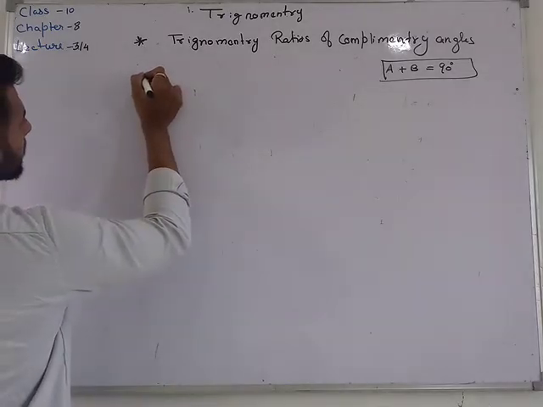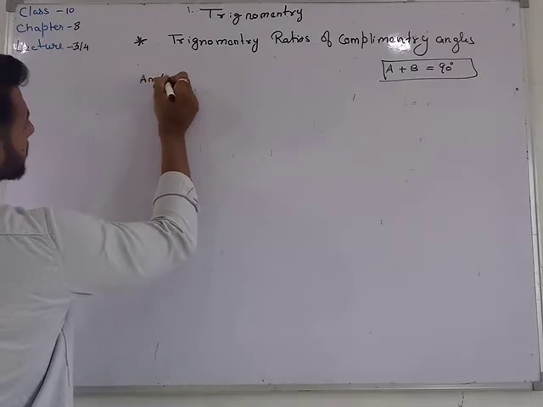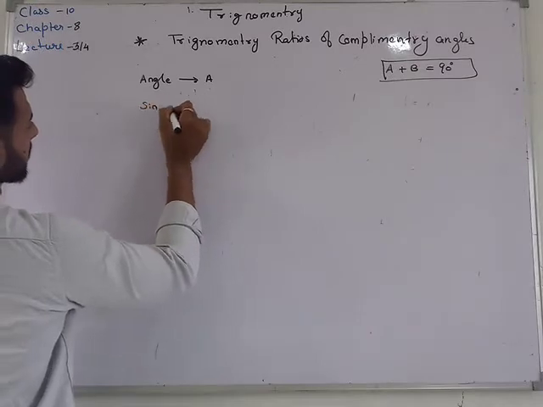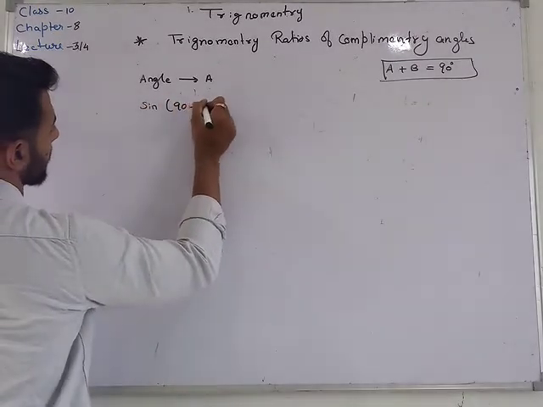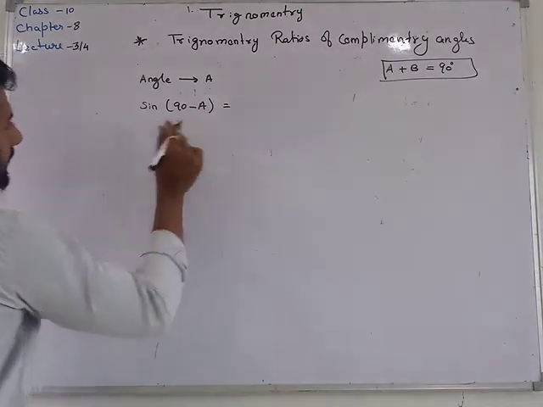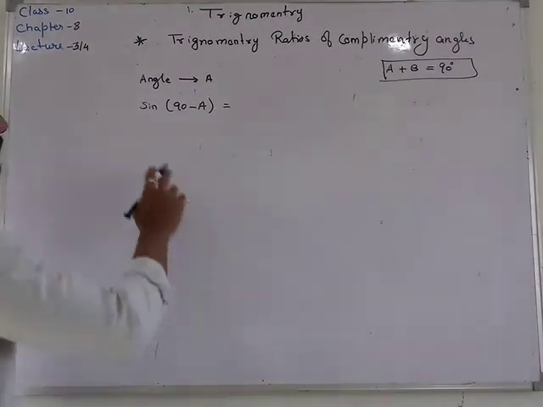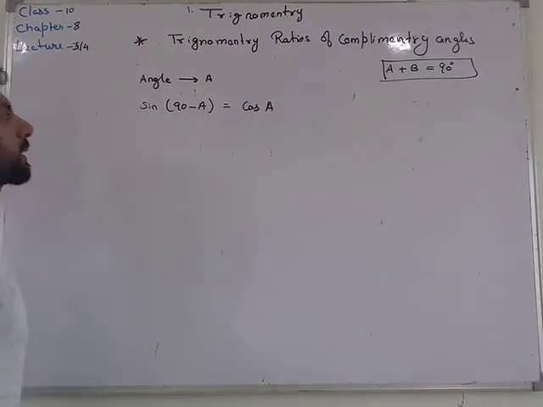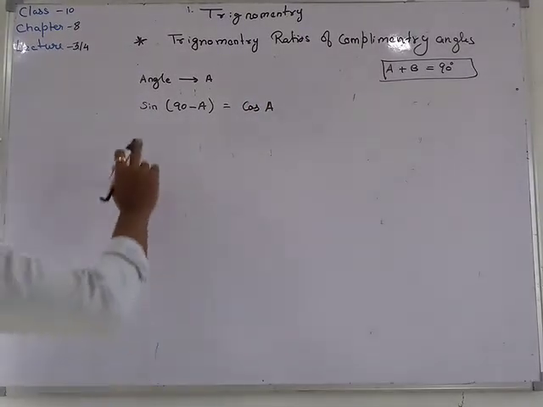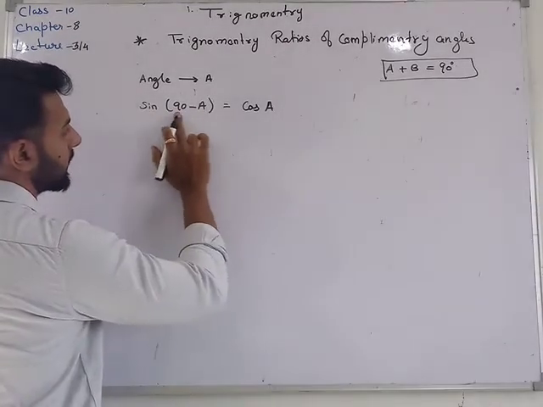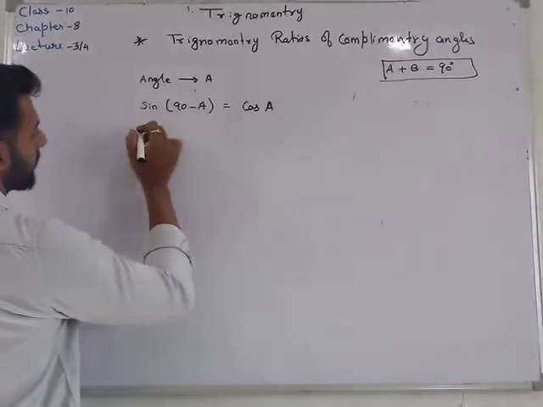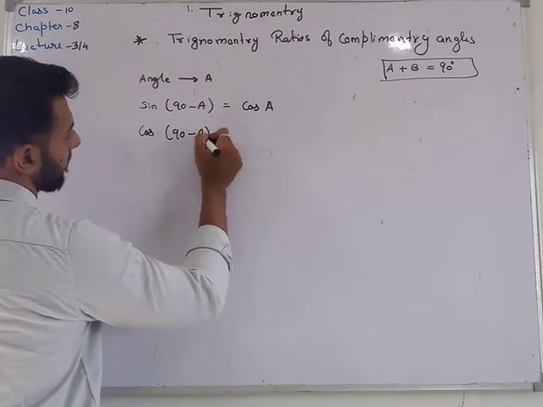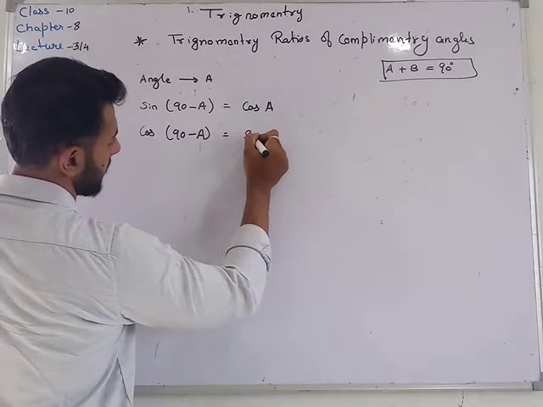Suppose the angle is given by A. So sin 90 minus A, where 90 minus A is the complementary angle, is cos A. This formula you have to remember. Sin 90 minus theta, or sin 90 minus any angle, is cos A. Cos 90 minus A is sin A.